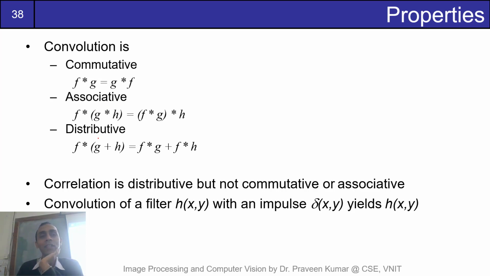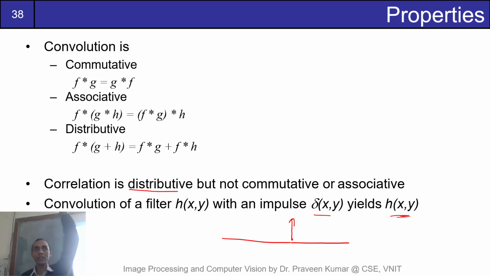So convolution operation has nice properties. As I said, it is commutative. Correlation is not always commutative and associative. It is distributive. And convolution of a filter with an impulse function yields the same signal. An impulse function is nothing but a very high value at just that single location. In a 1D domain, an impulse function is basically a spike whose spread is not large. The spread is just at a particular point. It has a very sharp peak, almost tending to infinity.